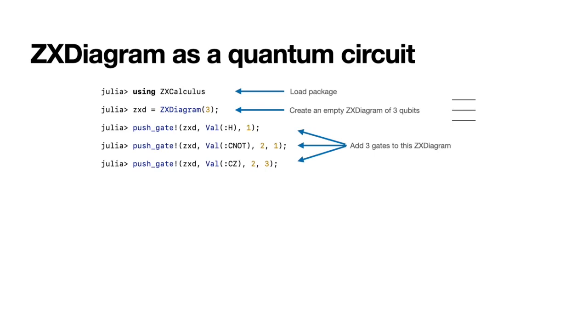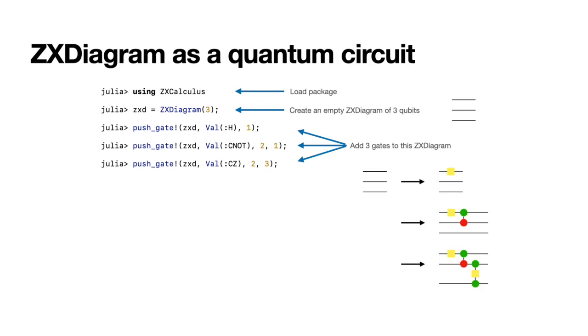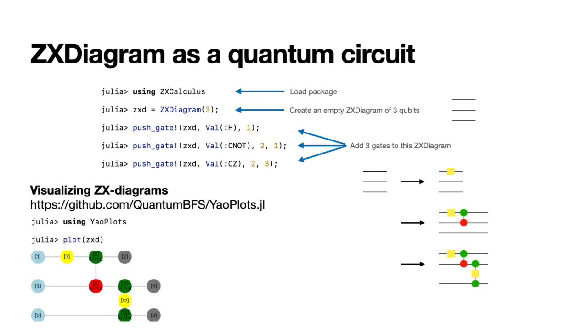Using the push_gate function, we can add quantum gates at the end of the quantum circuit. Here we added a Hadamard gate, a CNOT gate, and a CZ gate into the quantum circuit. Now you can use the visualization tool YaoPlots to draw the ZX diagram that we created.